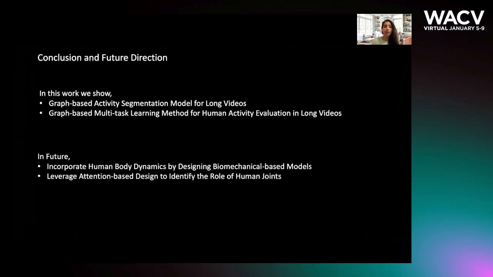In the future, we plan to incorporate human body dynamics by designing biomechanical-based models, as well as leveraging attention-based design to identify the role of human joints.